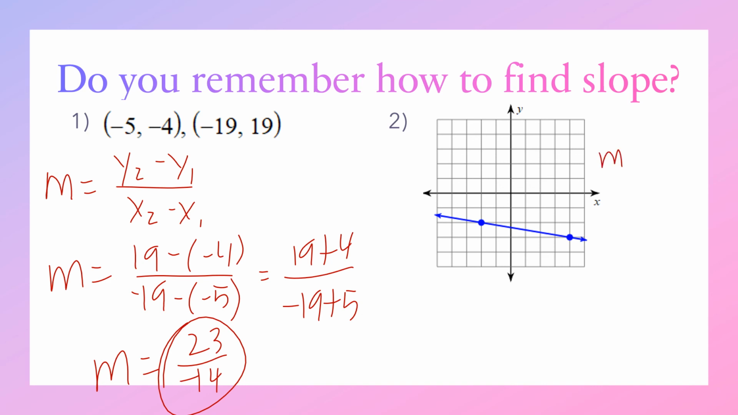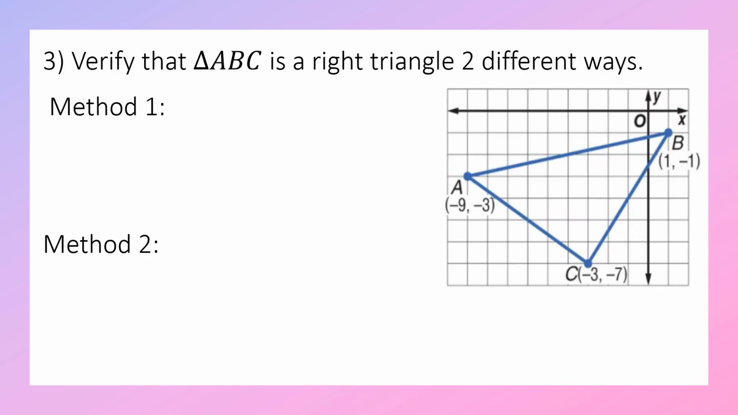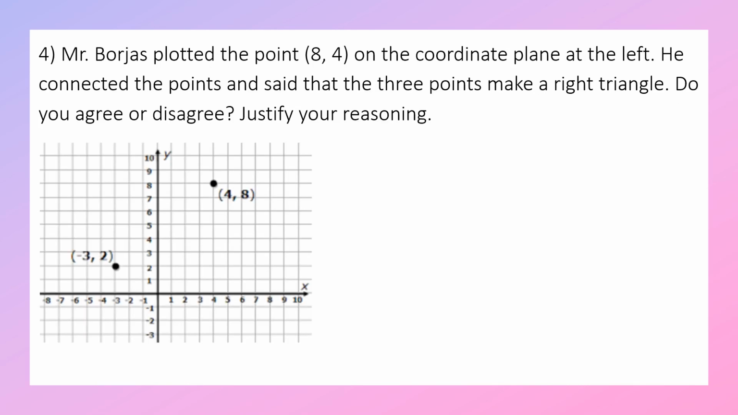For number 2, if you're looking at this picture, we read from left to right, okay? So this line is falling, which means that it is a negative slope. So I go down 1, and then I go to the right 1, 2, 3, 4, 5, 6. So the slope of that line is negative 1 over 6. We are going to do these 2 problems on Monday before we take the mini test.